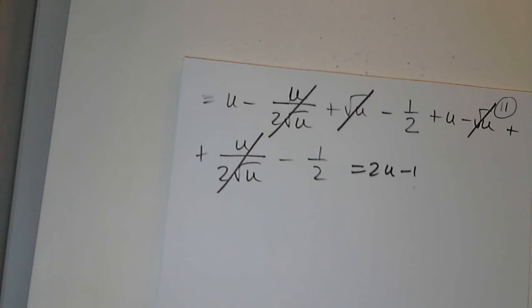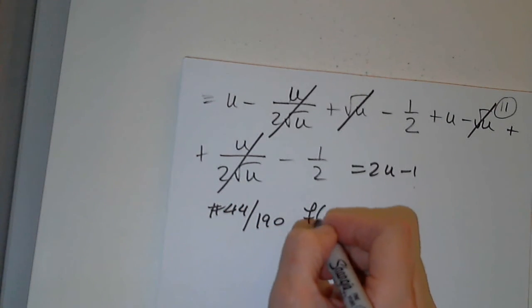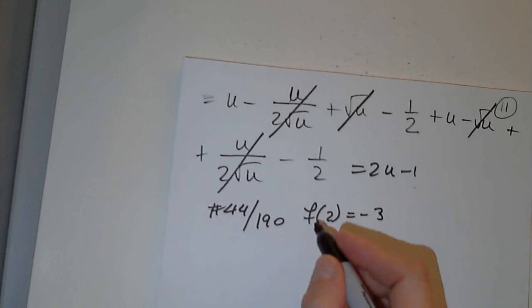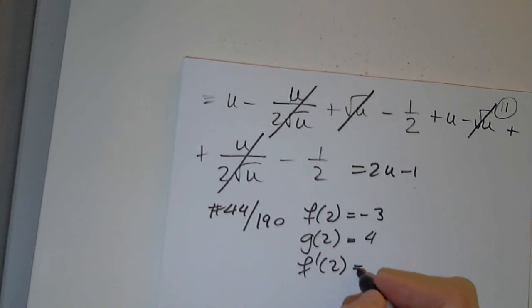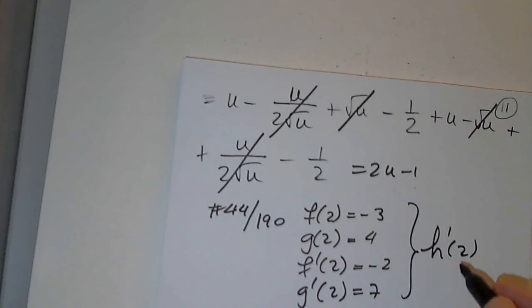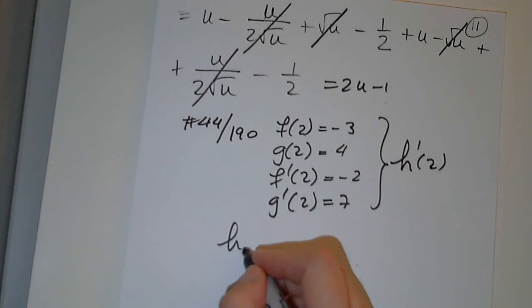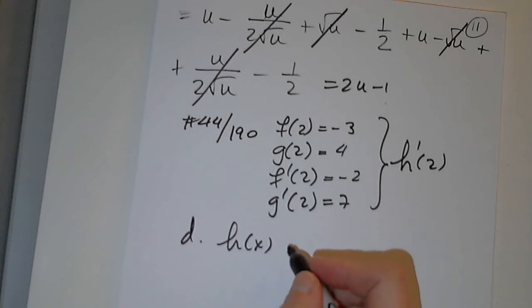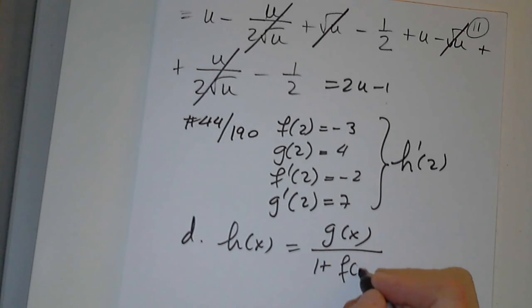Okay, so they're telling us that, this is 44 on page 190, f of 2 is negative 3, g of 2 is 4, f prime of 2 is negative 2, and g prime of 2 is 7. They're asking us to find h prime of 2, and we are given h of x, so this is only part D, is g of x over 1 plus f of x.